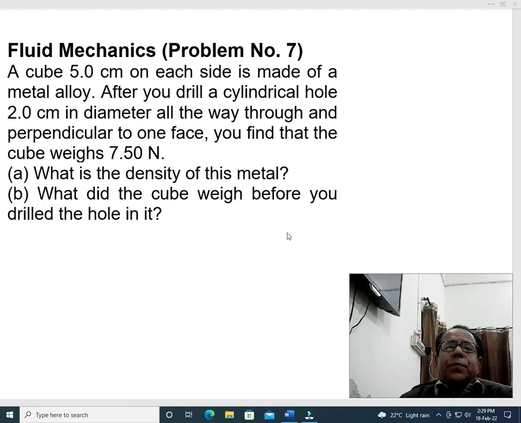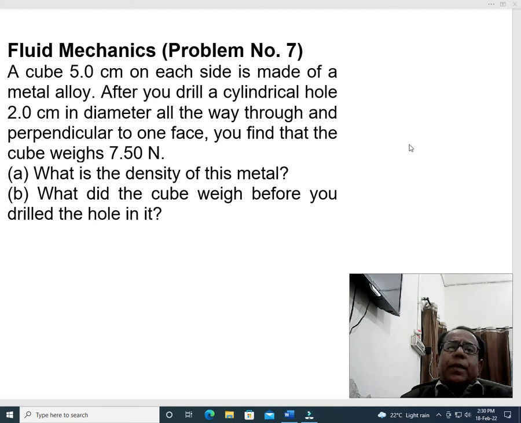Okay, first we come towards the statement. A cube 5.0 centimeter on each side is made of a metal alloy. After you drill a cylindrical hole 2.0 centimeter in diameter all the way through and perpendicular to one face, you find that the cube weighs 7.50 Newton. Part A, what is the density of this metal? Part B, what did the cube weigh before you drilled the hole in it?